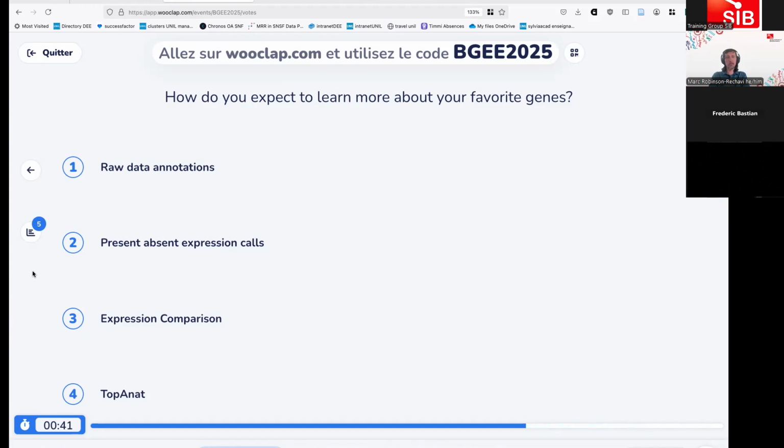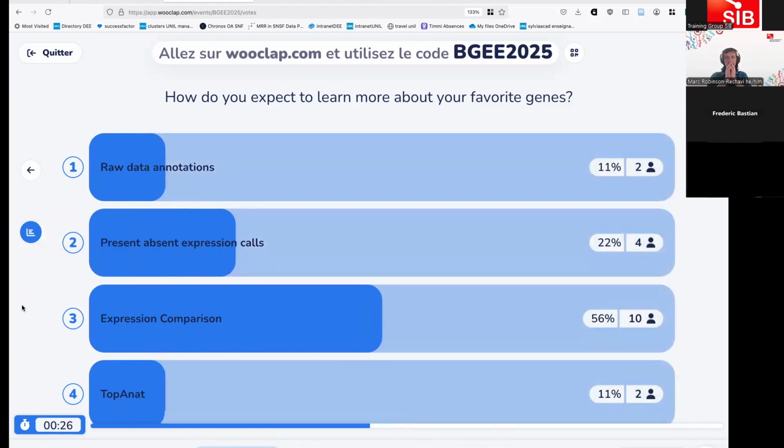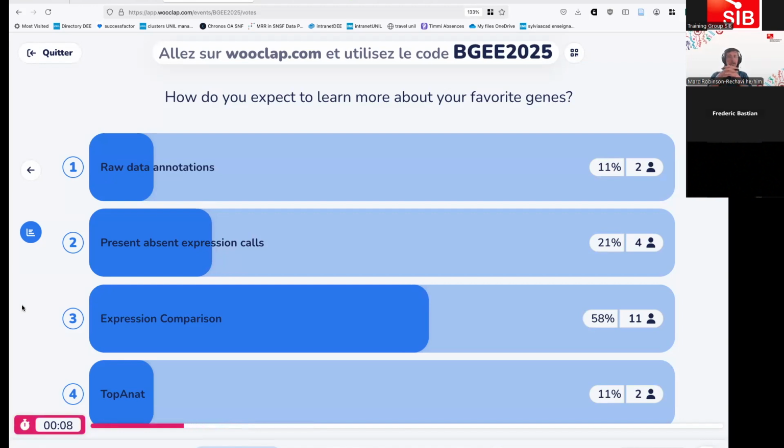So some of you maybe study one specific gene or two, and some of you maybe a whole process or an organ. I'll show the results here because there's no right or wrong. We don't have to answer expression comparison just because that's what I just spoke about. Interesting. This is very interesting for us because it also tells us where we should put more effort in developing tools, right? Because every one of those views and tools is months of work behind.